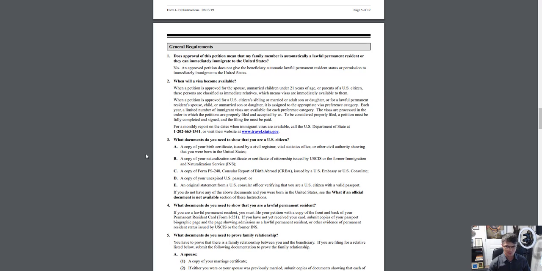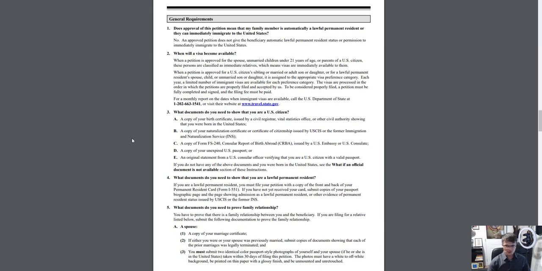When will visa become available for spouses and unmarried children under 21? Because these are the immediate relatives, it means it's available immediately for them. But unfortunately for other categories like parents and brothers, sisters, it takes time, and there are wait periods that they need to go through because they are issued these visas based on the availability visa. The United States, they give a certain amount of visas every year, and the people just wait in line basically whenever that visa opens up.